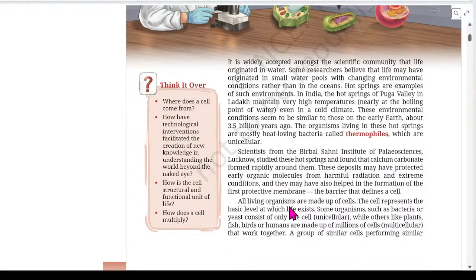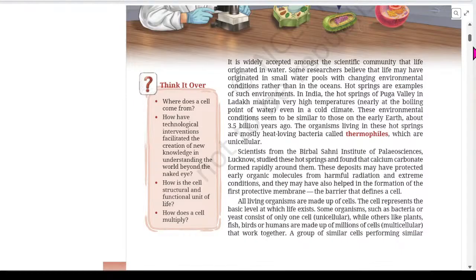All living organisms are made up of cells. The cell represents the basic level at which life exists. Some organisms such as bacteria or yeast consist of only one cell, or unicellular, while others like plants, fishes, birds or humans are made up of millions of cells, multicellular, that work together.